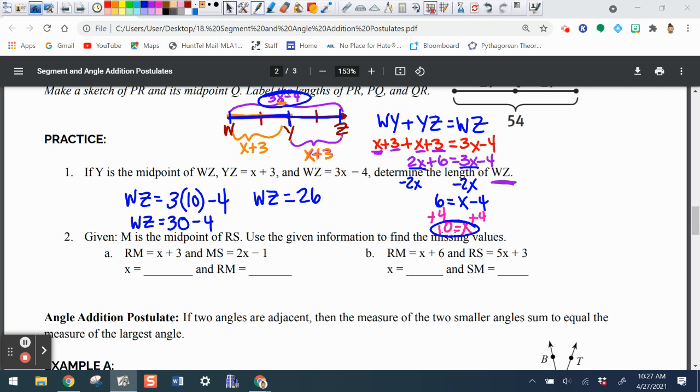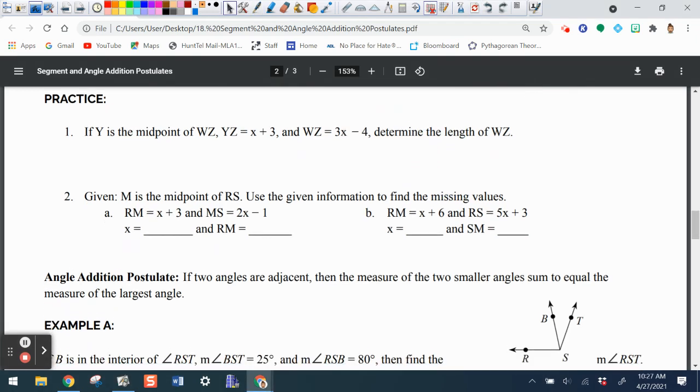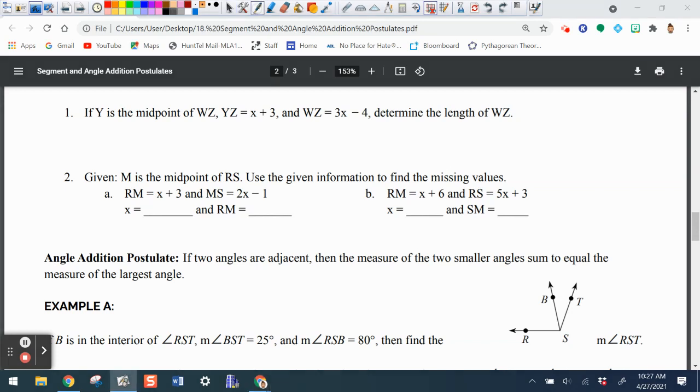Now let's look at item 2, and we'll approach it the same way. Now on item 2, we have two different parts, a and b, but they're using the same given. So just keep in mind that the values will change from a to b, but we're going to use the same piece of given information. So M is the midpoint of RS. So the first thing I'm going to do is draw a diagram. M is the midpoint of RS, which means RM is congruent to MS. Definition of midpoint right there.